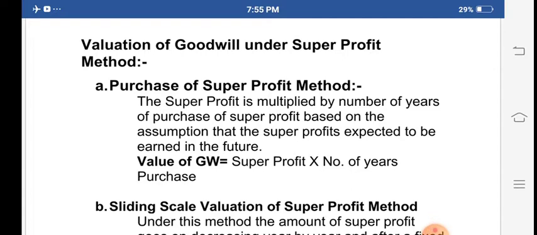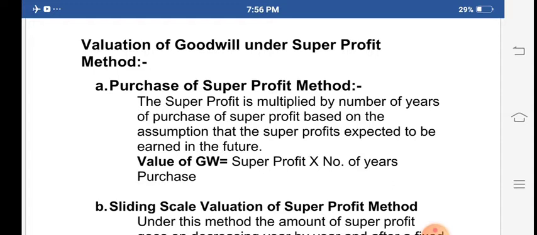In the last class we saw the theoretical part related to the super profit method, and we saw the related problems also. Now, the super profit method includes the purchase of super profit method, the sliding scale valuation of super profit method, the annuity method of valuation of super profits, and the capitalization of super profit method. These are the important methods of valuation of goodwill under super profits.